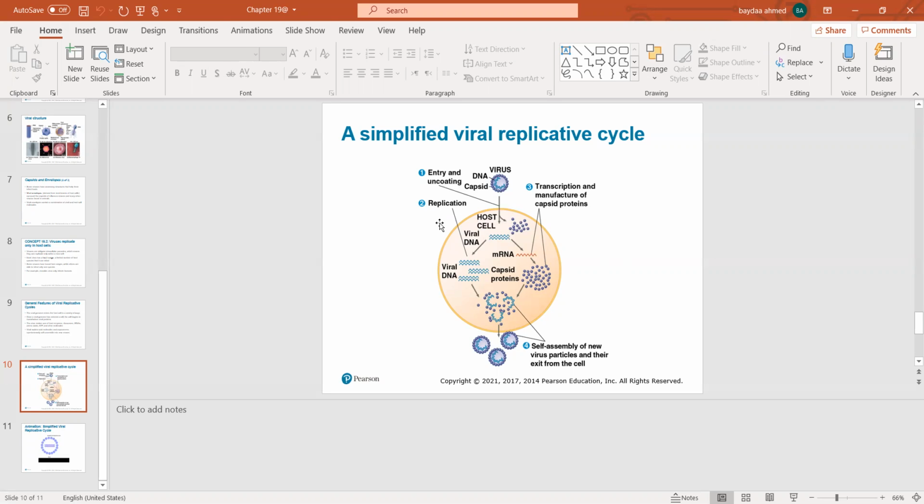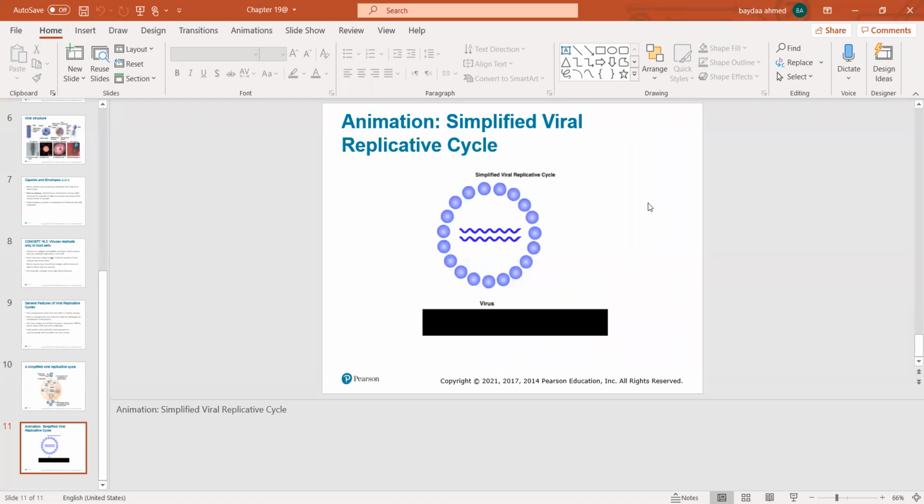In number two, the host enzymes replicate the viral genome inside the cell, while host enzymes inside the cell transcribe the viral genome into viral mRNA, which host ribosomes use to make more capsid proteins. Then viral genomes and capsid proteins self-assemble into new virus particles, which exit the cell. And now I will let you watch this video.